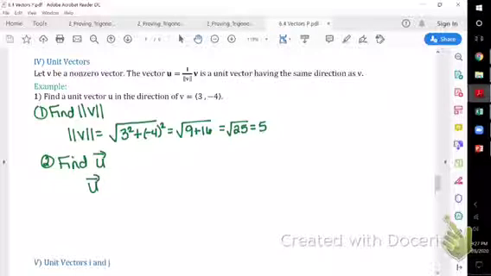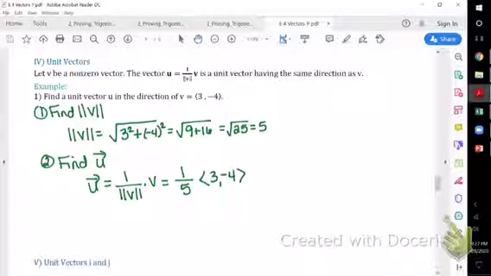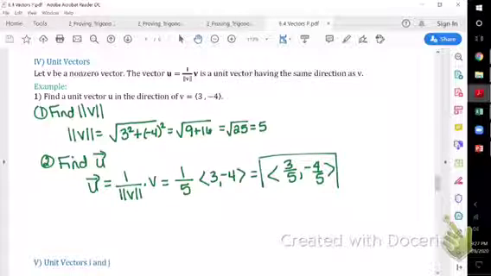The unit vector is equal to 1 over the magnitude of v times v. So it's going to be 1 over 5, since we said the magnitude of v was 5, times the components of vector v, which are 3, -4. Now 1/5 is a scalar, so we can just distribute it, and we end up with new components of our unit vector of 3/5 and -4/5. And so this would be our unit vector.